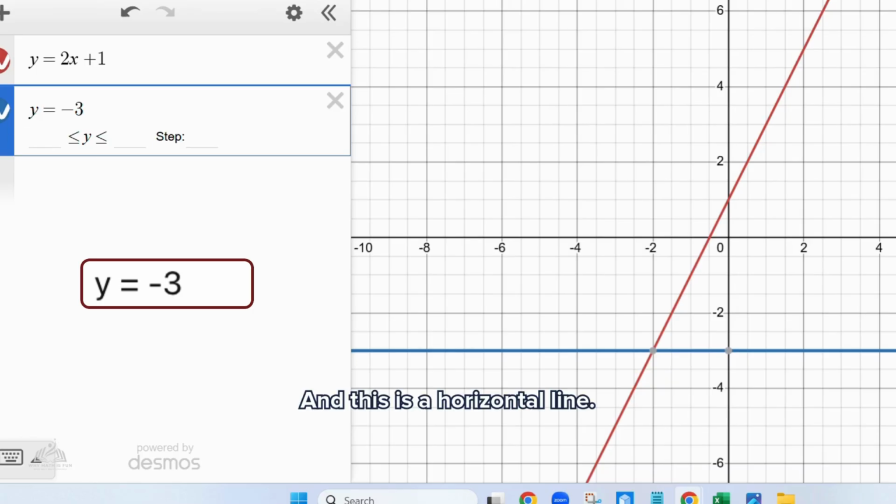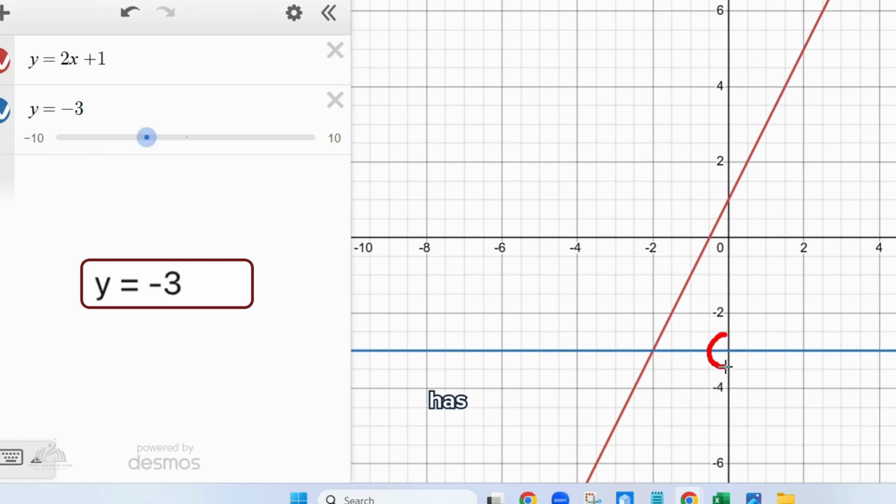And this is a horizontal line. Every point on this line has a value of -3. Has a y value of -3.